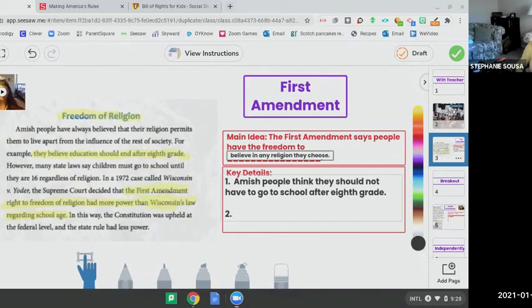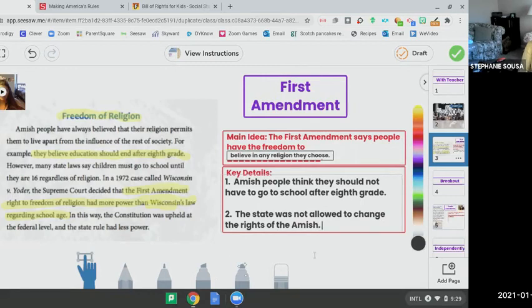Okay, our second detail that we highlighted, I'm going to read it again because it's been a minute since I've seen it. It says the Supreme Court decided that the First Amendment right to freedom of religion had more power than Wisconsin's law regarding school age. So I know that Wisconsin is a state, so I know that the state was not allowed to change the rights of the Amish.